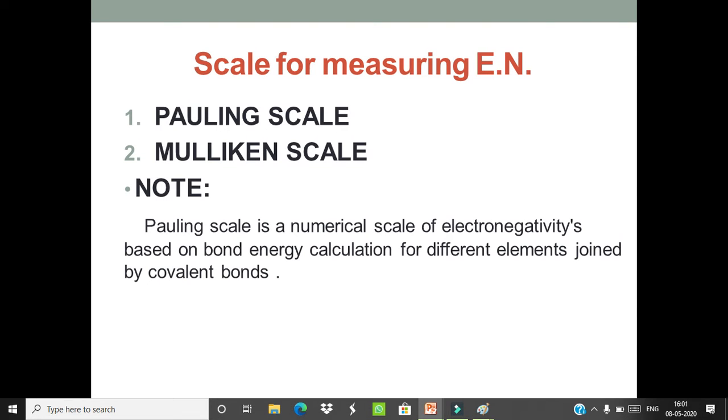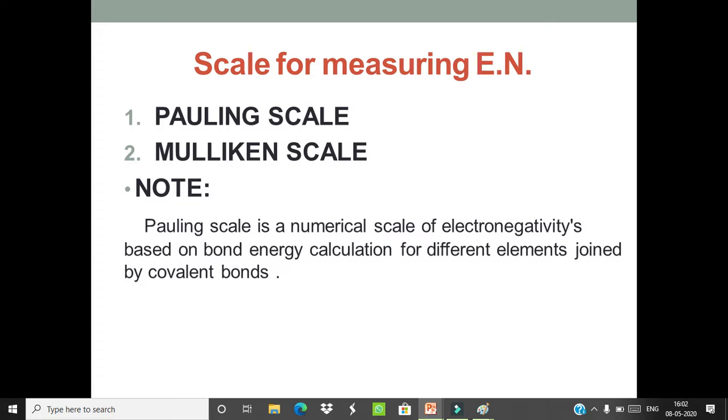Now there are two measuring scales for electronegativity. One is Pauling and another is the Mulliken scale. The Pauling scale is completely based on thermodynamic data. We can numerically calculate electronegativities based on bond dissociation enthalpies, that means bond energy. There is a formula already written in your book. If you see this formula, then you can easily calculate the electronegativity according to the Pauling scale.